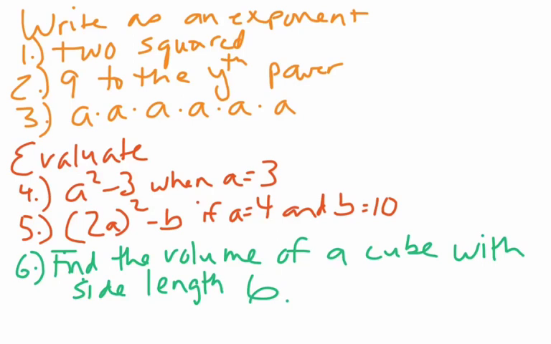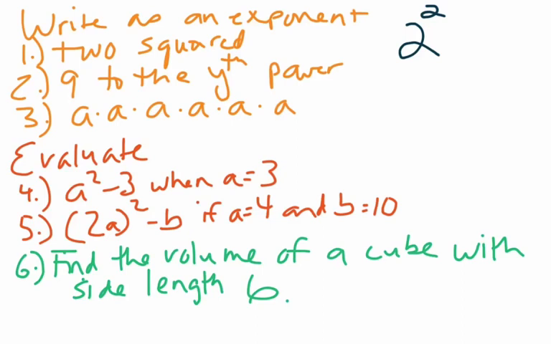Okay, so hopefully you had a chance to work those through. I'm going to work them out on this space over here for the most part, just so that we can continue seeing what the problems are. So 2 squared would be written as this, 2 squared. And remember, squared is that shorthand for the exponent of 2. So 2 squared. The second one, 9 to the y-th power.